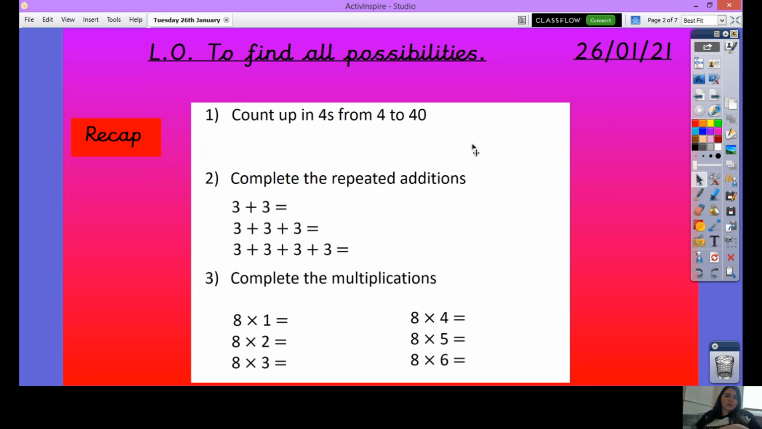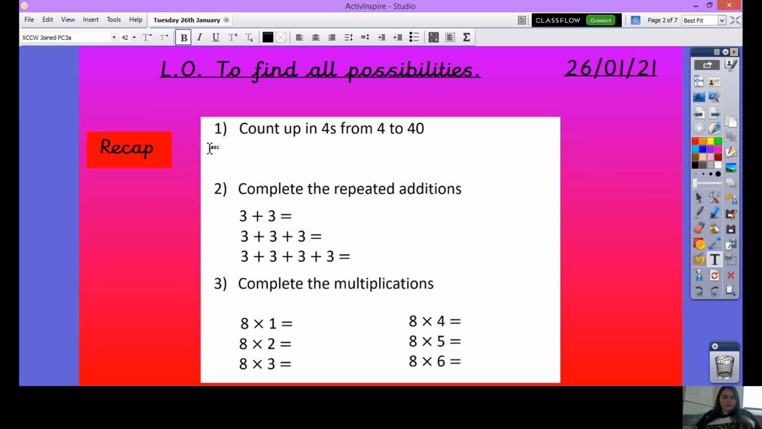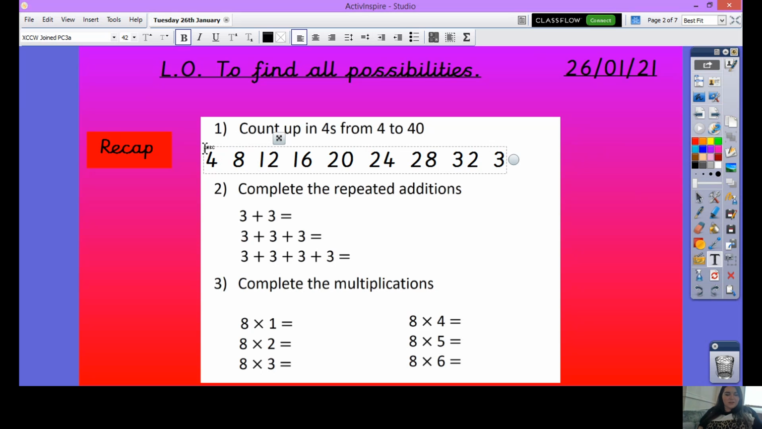So pause the video and try this recap. I can also read out each question if you prefer. Question 1, count up in fours from 4 to 40. Pause the video now and write out your 4 times tables from 4 up to 40. Right, counting in fours: 4, 8, 12, 16, 20, 24, 28, 32, 36, 40. For those of you that would have gone a little bit further, 44 and 48.